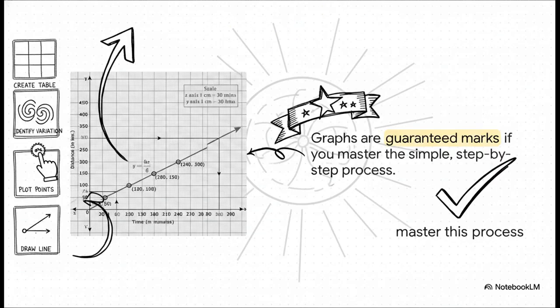And here's the other half of Section D, graphs. Just like constructions, graph questions are all about following a clear process. You create your table, you identify the variation, you plot your points, and you draw the line. Master this simple, repeatable process, and boom, you've just locked in another 10 guaranteed marks.